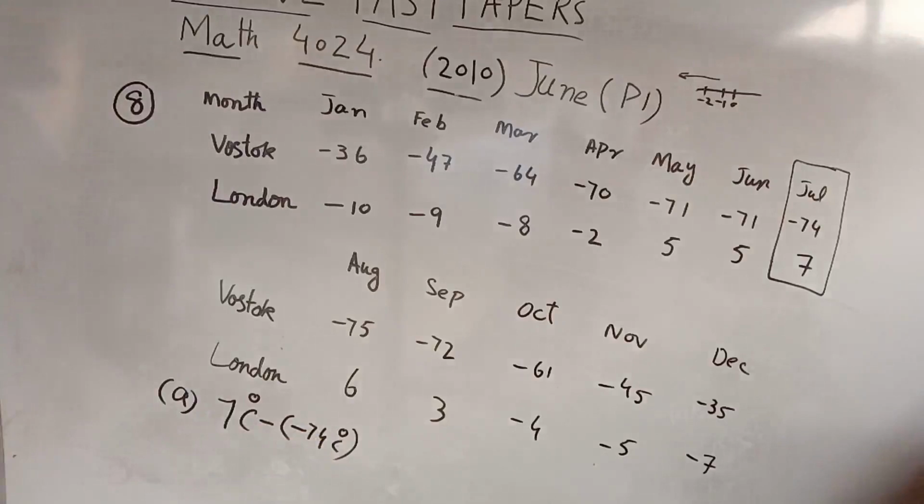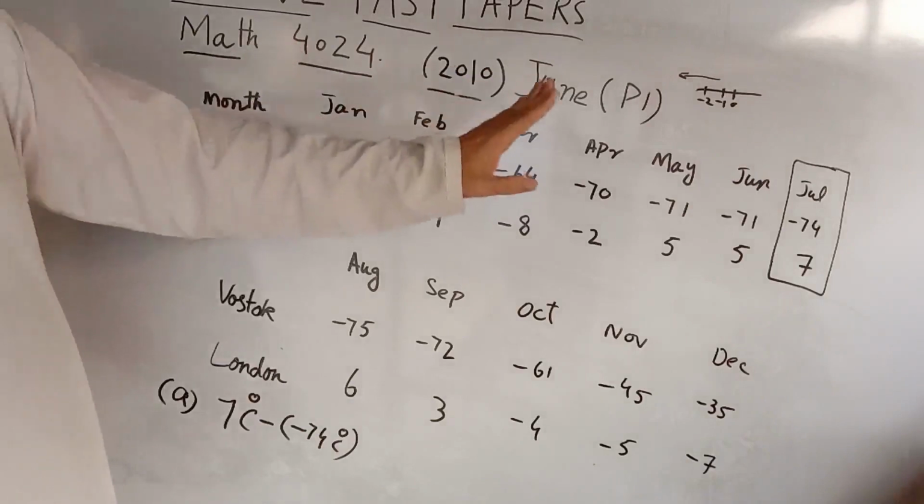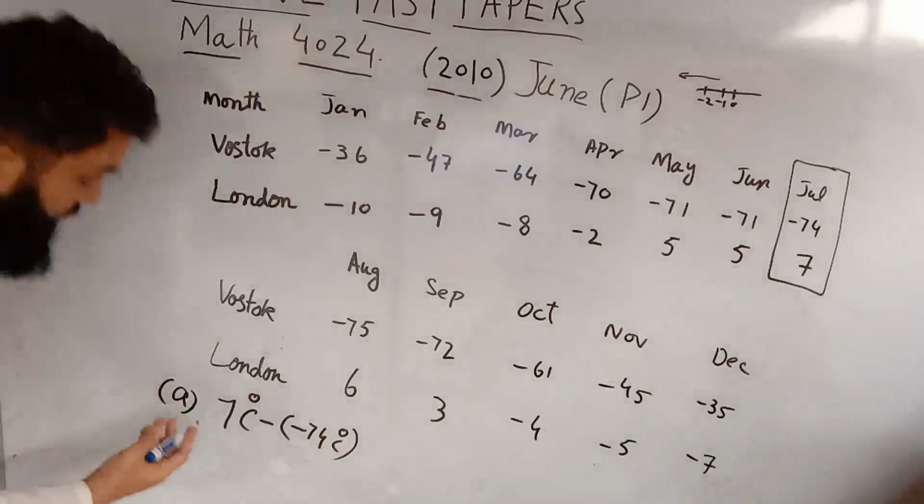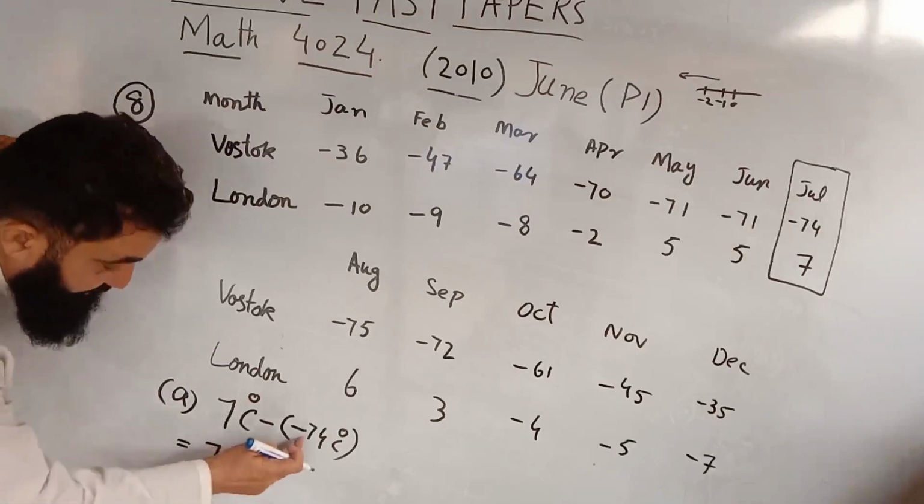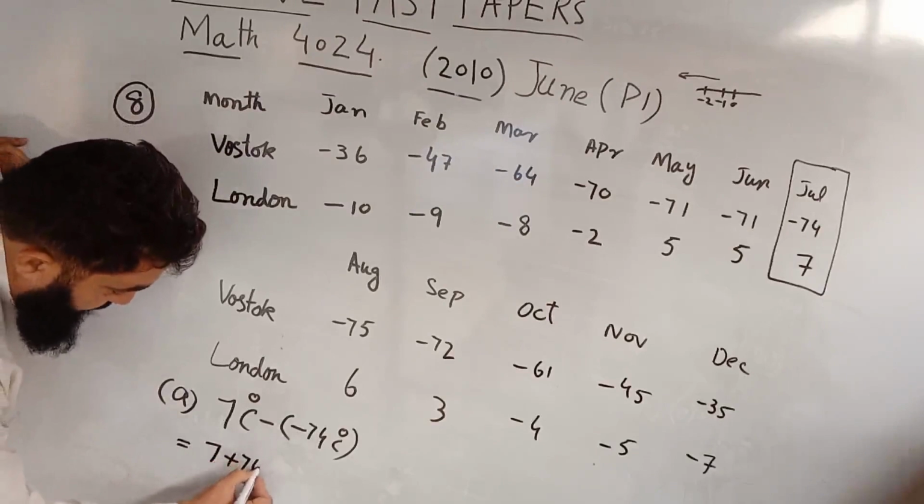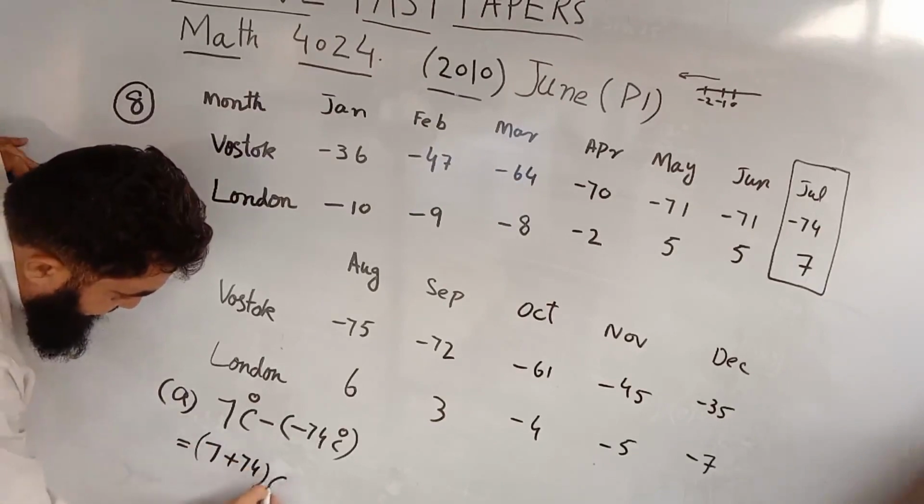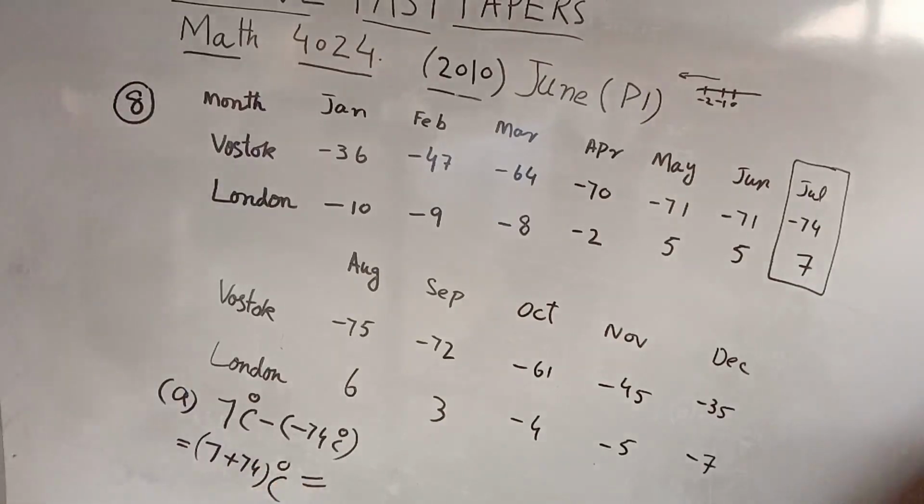Degree centigrade is written here because it is given that the temperatures are in degree centigrade. So this will be equal to 7 minus minus plus, so it is plus 74, and you can put degree centigrade here. So the answer will be, we just have to add 7 and 74.